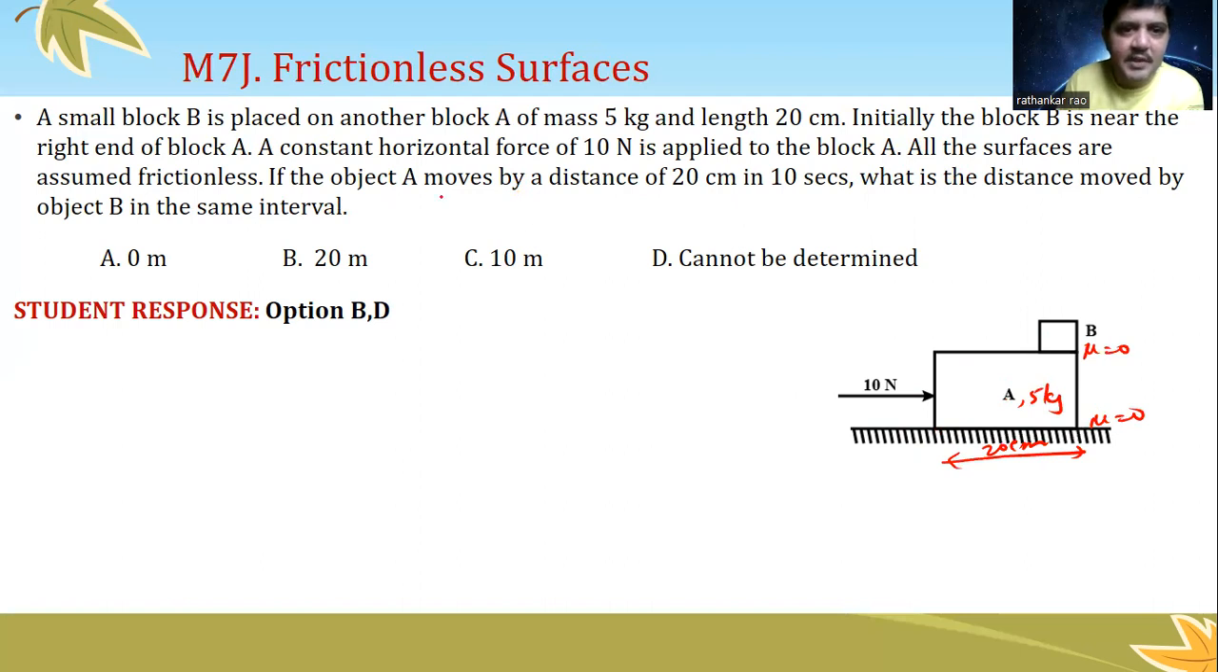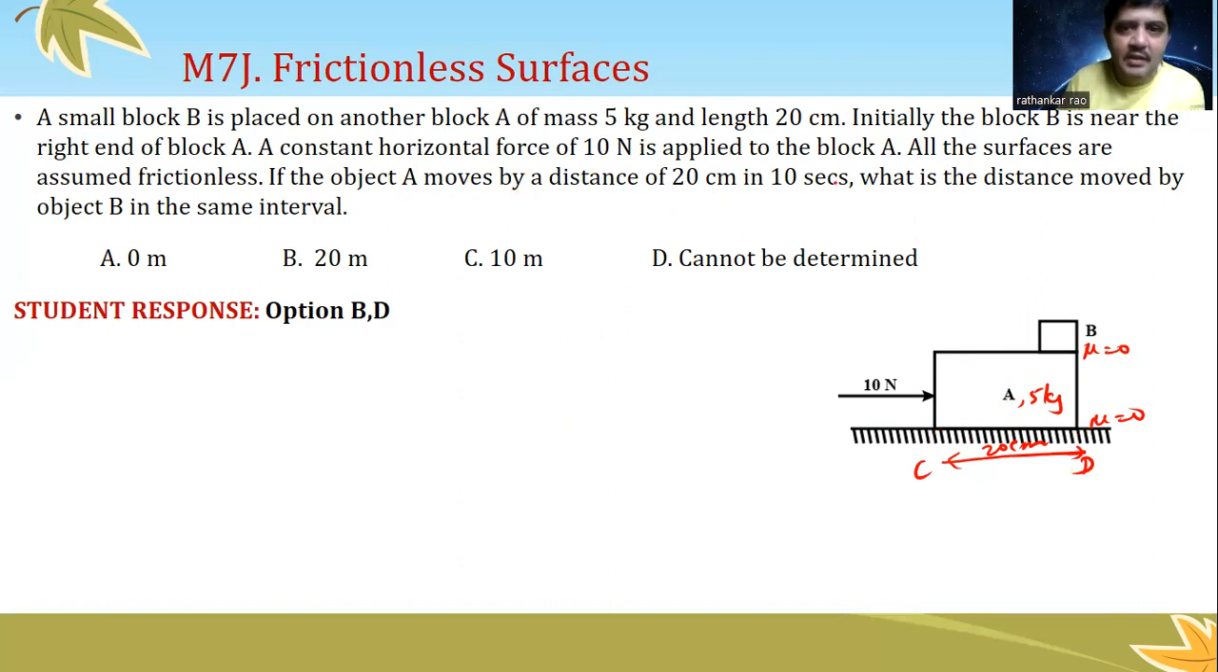So if the object A moves by a distance of 20 centimeter in 10 seconds, which means it has started from here, it keeps on moving all the way along until this point. Let me give some labels here. Let me say this is C, this is D here. In 10 seconds, the object moves to the point D.